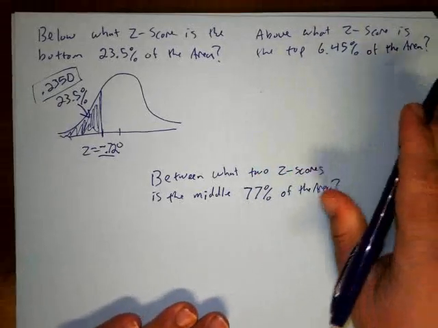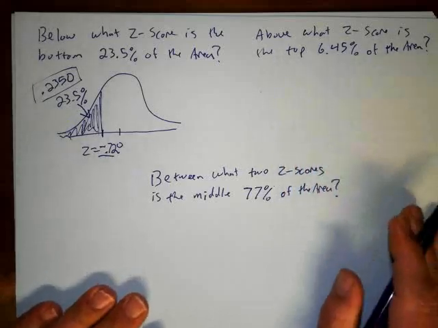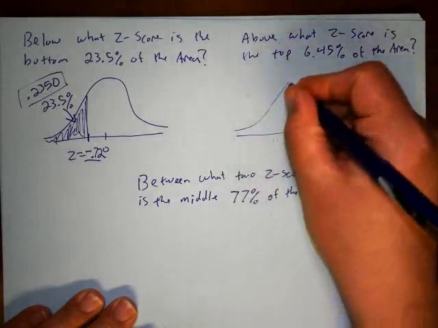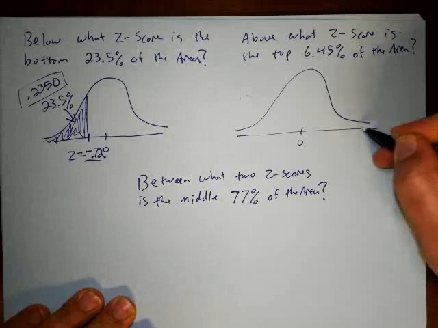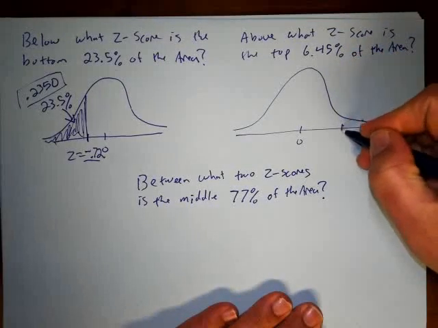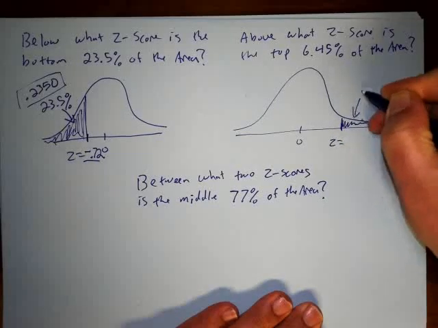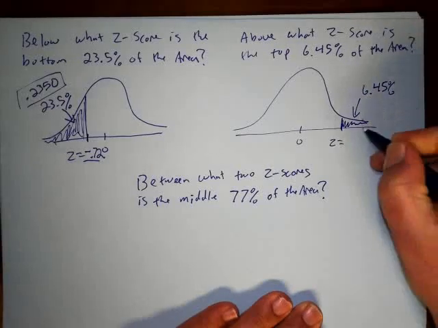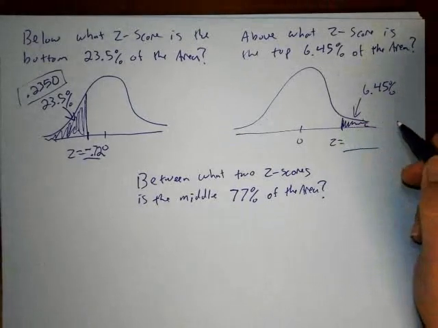So let's try another one. This says, above what z-score is the top 6.45% of the area. Okay, so let's draw a picture of this. You're now talking about the top area, and you want above a z-score. About 6.5% of the area might be something like this. So this area here is 6.45% of the area. Okay? And you want the z-score that has this area above it.